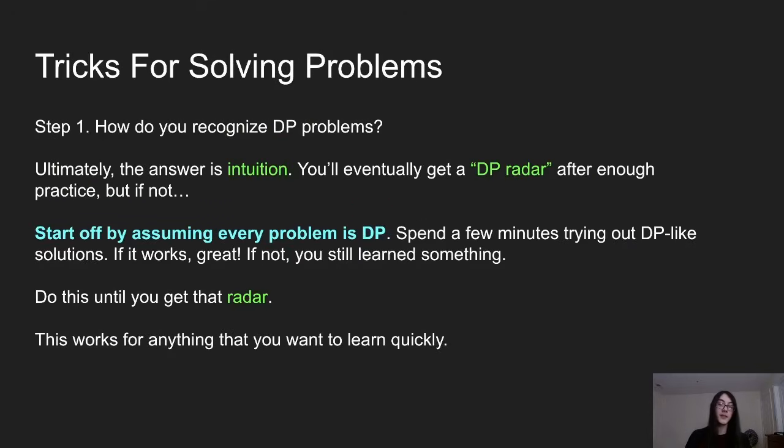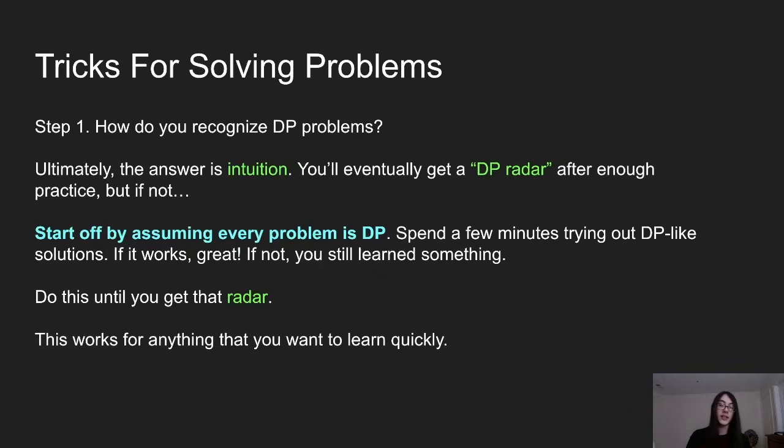Alright, we've established our vocab. Now I'll give you some tips to help you start off with solving DP problems. And the first question you might have is, how would you recognize that a problem is solvable with DP? My answer to that is just intuition. You'll eventually just have a DP radar, kind of, where you can roughly tell if DP applies to a problem or not. And that radar comes with practice.